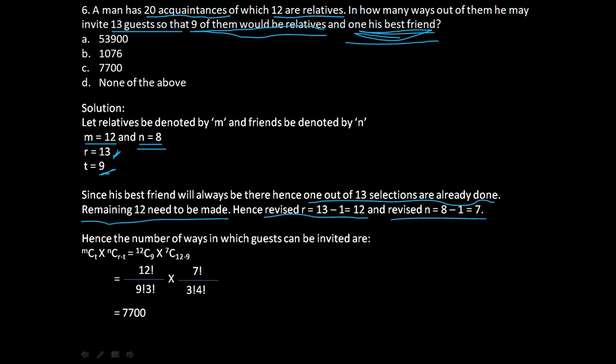Okay, hence the number of ways in which guests can be invited are mct into nc r minus t. কেন এখানে mct লিখলাম? Let us try to understand this. এই সেকশনটা ডিনোট করছে কি রিলেটিভস। আমার রিলেটিভস কত আছে 12, so 12 রিলেটিভস এর মধ্যে আমার মিনিমাম কতজনকে ডাকতে হবে 9, so that's why 12c9, which has been represented as 12c mct, okay, multiplied by ncr minus t.